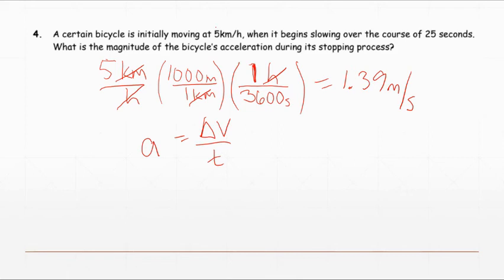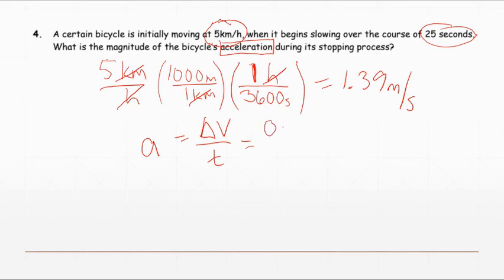So my acceleration is equal to change in velocity over time. Well, let's go back and look at our information. We have 5 kilometers per hour, okay? And it says 25 seconds, that's my time. What is the magnitude of the acceleration? So I'm solving for acceleration. Acceleration is change in velocity. So it's initially at 5 kilometers per hour. It begins to slow over the course of 25 seconds, okay? And so in this case, it begins to slow until it's going to stop. So during its stopping process.